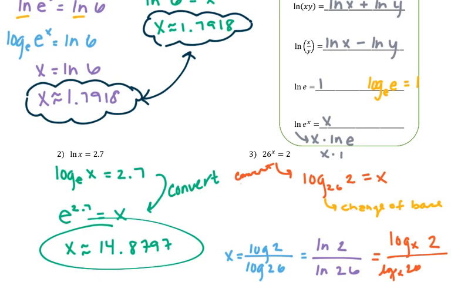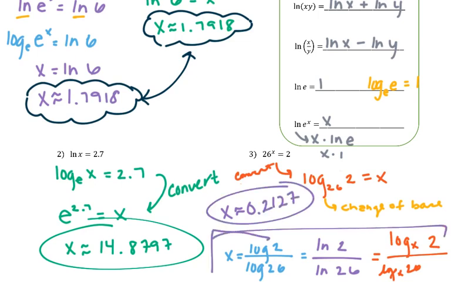But it doesn't matter, because no matter which way you go about solving it, you're going to get the same answer. And when you go to type that into your calculator, the answer that you will eventually get is that x is approximately 0.2127. That is what you should get when you type any of these into your calculator.